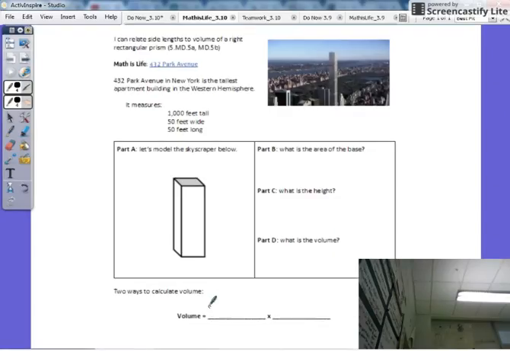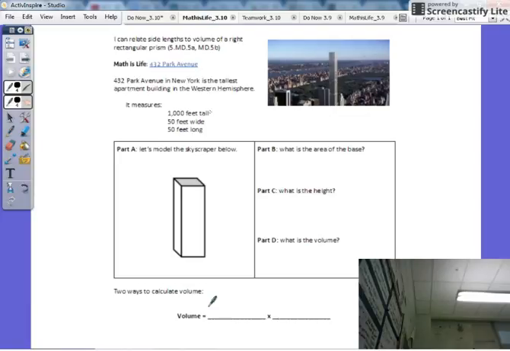Okay, students, I hope you enjoyed that short video. Now we're getting into our Math is Life. Say it. Math is Life, 432 Park Avenue. 432 Park Avenue in New York is the tallest apartment building in the Western Hemisphere. It measures 1,000 feet tall, 50 feet wide, and 50 feet long.